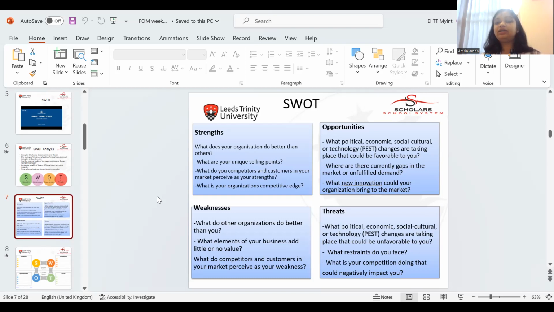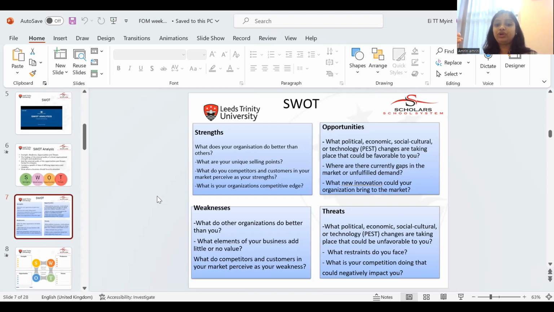Next would be, what are the current gaps in the market or unfulfilled demands? If there are some kind of gaps in the market, if you know what kind of gaps there are, you can fill those gaps and fulfill those demands of your customers, and then that would help you to grow your business, right?